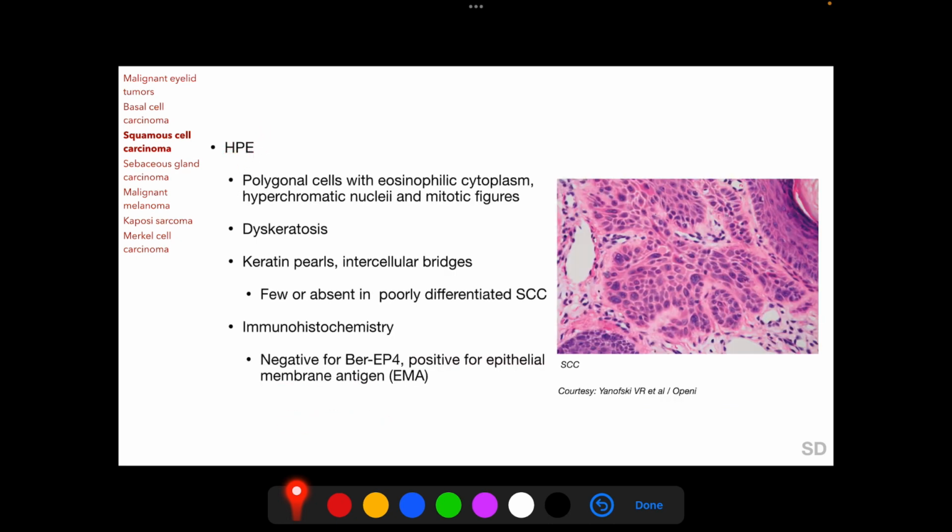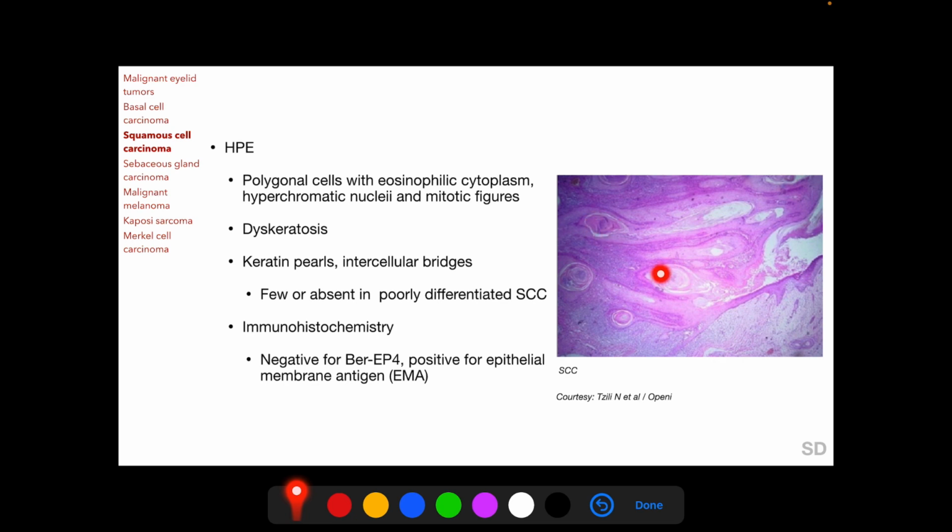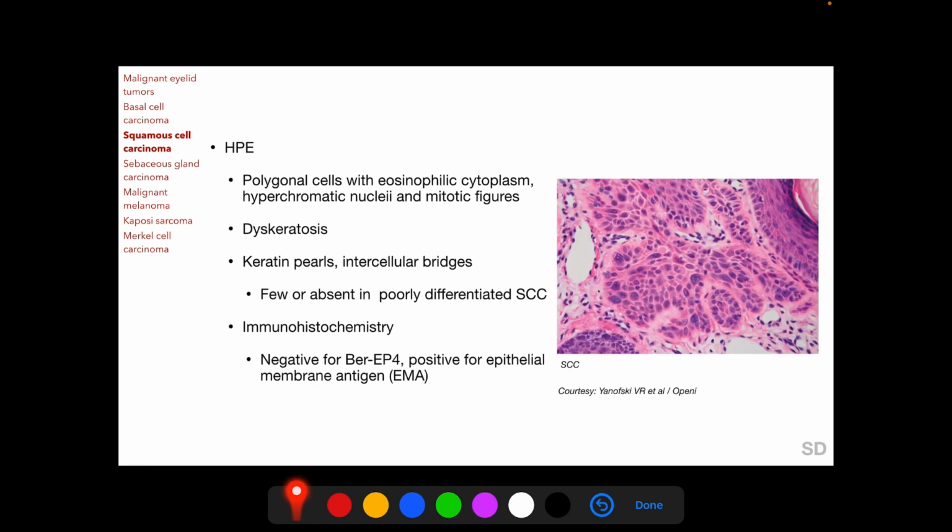On histopathological examination, squamous cell carcinoma shows polygonal cells with eosinophilic cytoplasm, hyperchromatic nuclei, and mitotic figures. Keratosis, or occurrence of keratin beneath the stratum granulosum, in the stratum spinosum, or in the basal cell layer of the epidermis, is also found in squamous cell carcinoma. Keratin pearls, as seen here in this picture, and intercellular bridges between the cells of the squamous cell carcinoma are also found, but keratin pearls and intercellular bridges are few or absent in poorly differentiated squamous cell carcinoma.